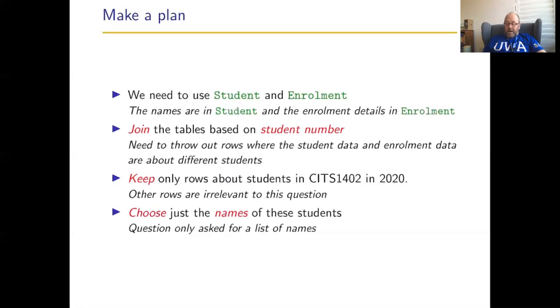Then I will have a list of all students and all of the units that they have taken, but I'm not interested in those. I'm only interested in the ones for CITS1402 and the ones in 2020. So I keep only the rows that are relevant to CITS1402 students in 2020. And then finally, I will just ask for the names of those students, and that will print out exactly the required information.